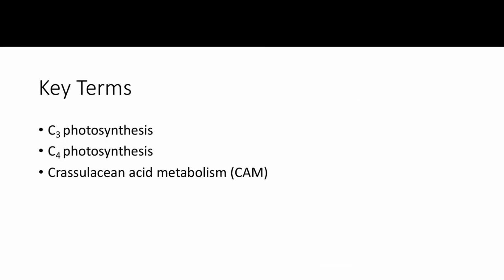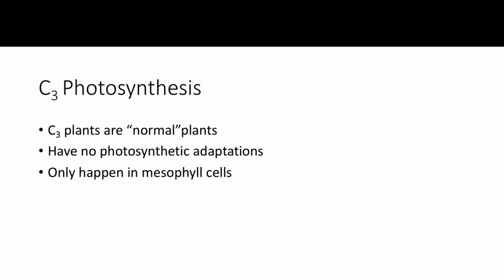Some key terms to keep in mind throughout the lesson are C3 photosynthesis, C4 photosynthesis, and crassulacean acid metabolism. This process is also known as CAM photosynthesis. To understand the adaptations of C4 photosynthesis and CAM photosynthesis, we must first understand the basics of C3 photosynthesis.